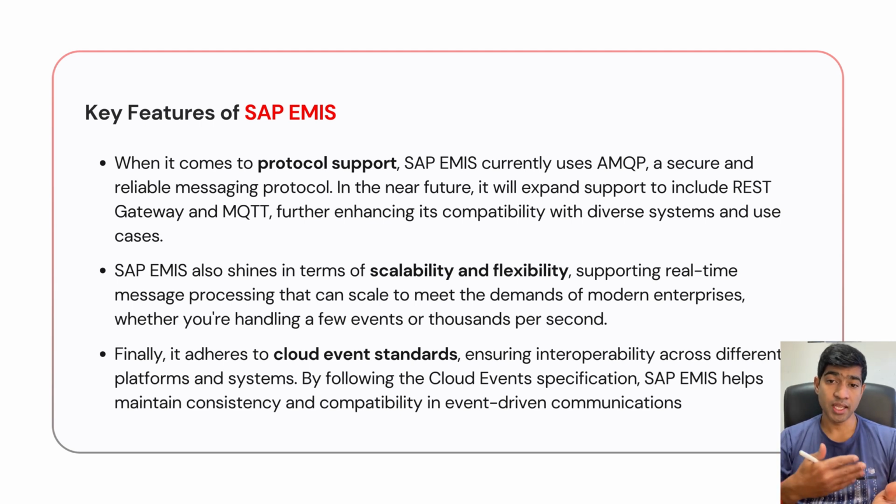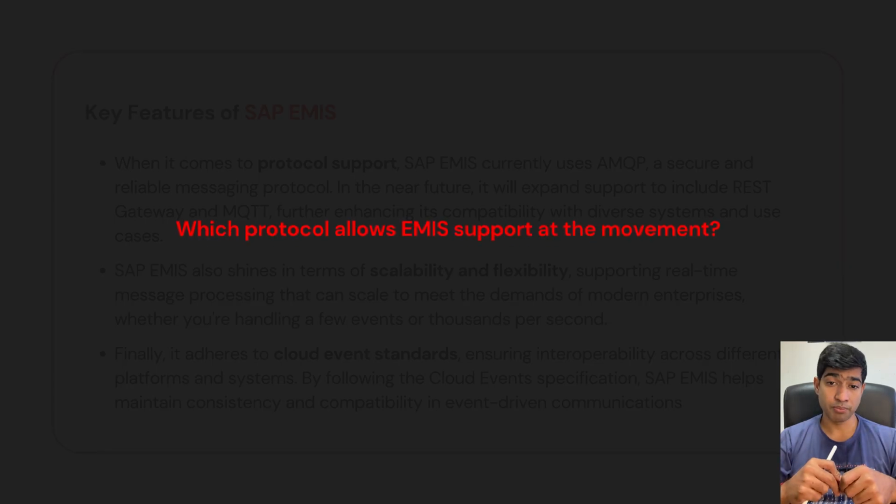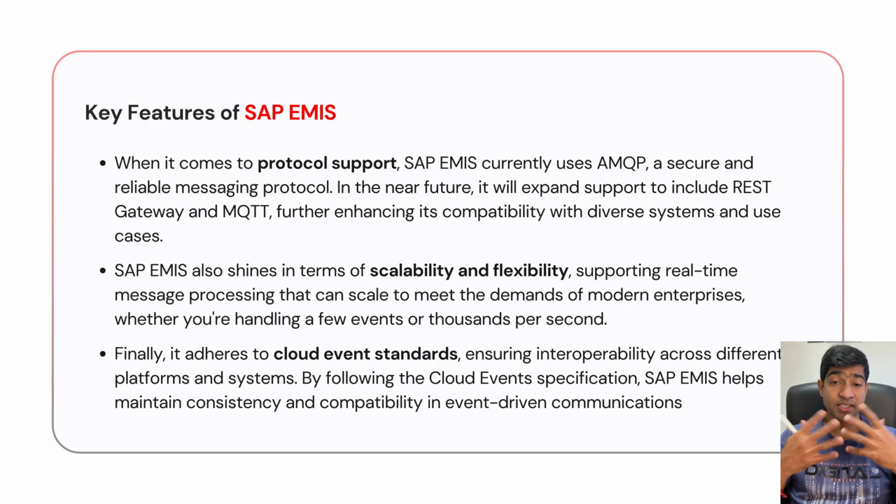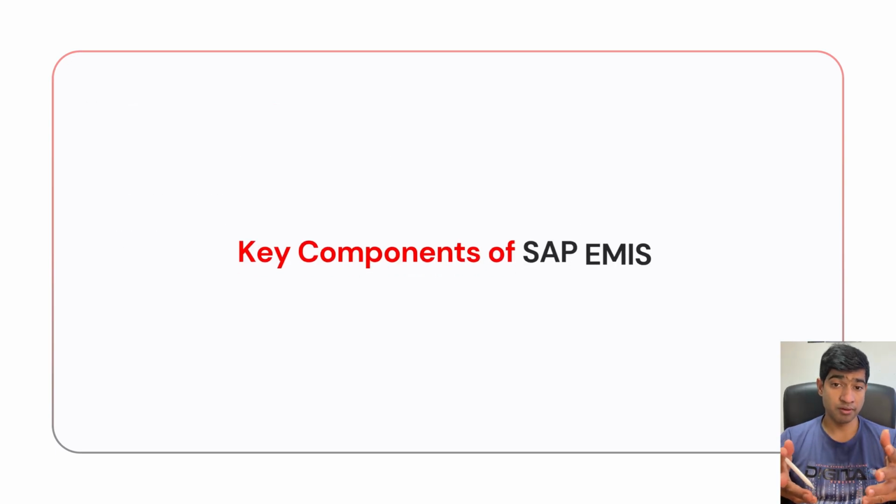So to enable event-driven communication, as I said, event-driven architecture, event-driven communication, business events, and protocols are the things that you need to remember when you work with SAP EMIS. Tell me which protocol EMIS supports at the moment. It supports AMQP. So let's take a closer look at the key components of EMIS and how they work together to enable event-driven communication.